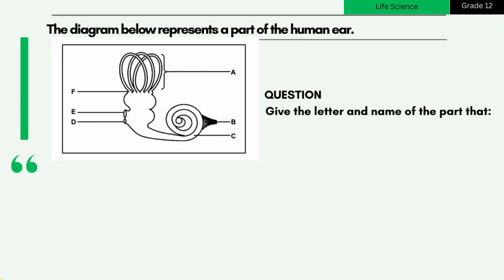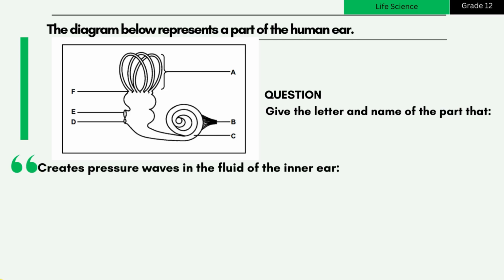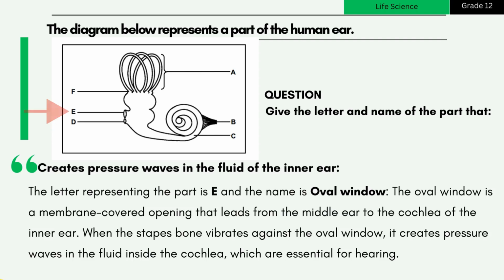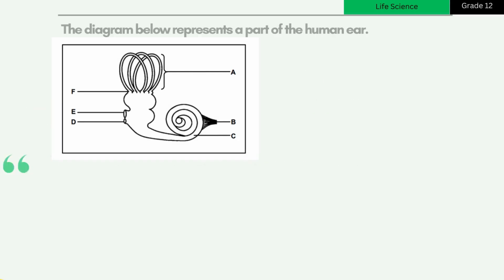Question. Give the letter and name of the part that 1. Creates pressure waves in the fluid of the inner ear. The letter representing the part is E and the name is oval window. The oval window is a membrane-covered opening that leads from the middle ear to the cochlea of the inner ear. When the stapes bone vibrates against the oval window, it creates pressure waves in the fluid inside the cochlea, which are essential for hearing.